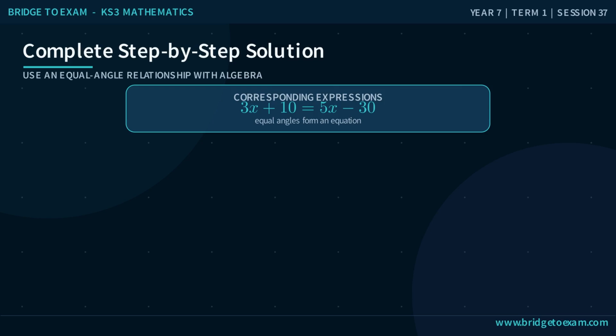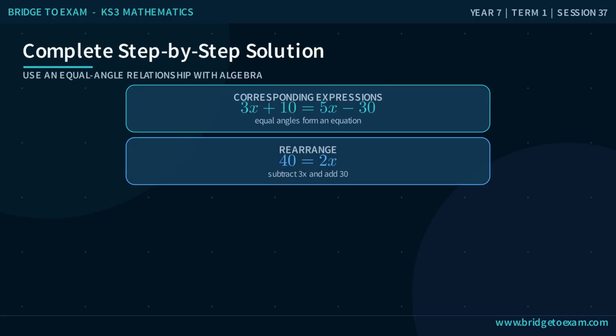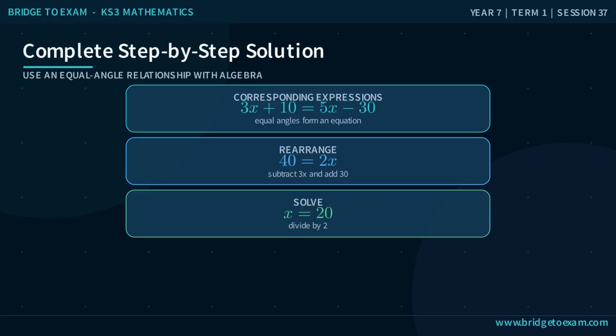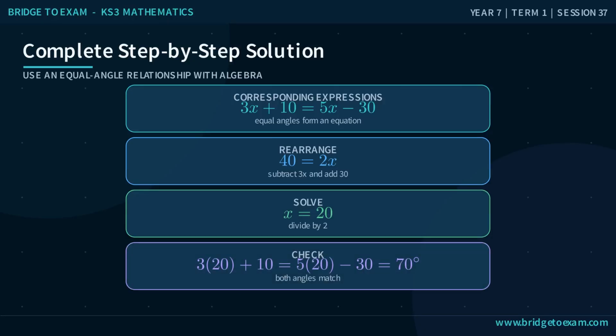Complete example. Corresponding angles are 3x plus 10 and 5x minus 30 degrees. Corresponding angles are equal, so 3x plus 10 equals 5x minus 30. Subtract 3x and add 30. 40 equals 2x, so x equals 20. Both expressions give 70 degrees: 3 times 20 plus 10 and 5 times 20 minus 30.